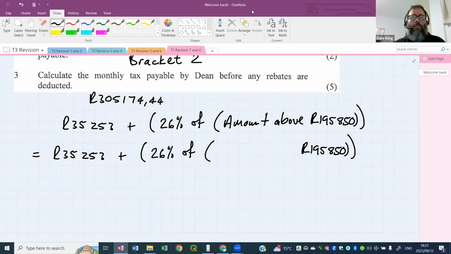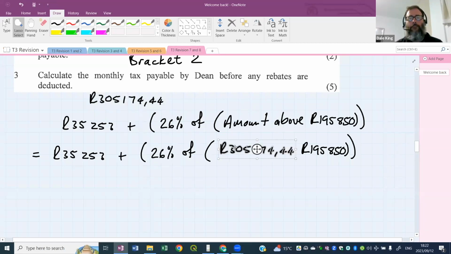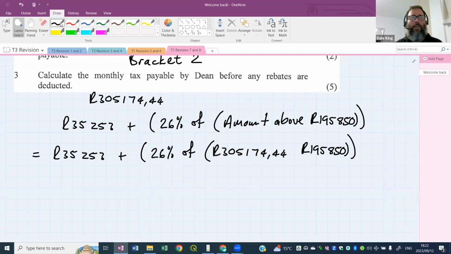Emmanuel. Okay, so what you would do is take that 305,174, the annual income, and then subtract the 195,850. There we go. Good job. Excellent. Thank you, Emmanuel. So we need to subtract the 195,850 from this annual figure, and then that'll tell us how much above he is.